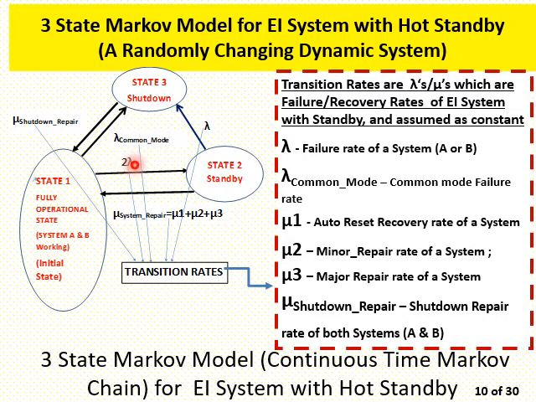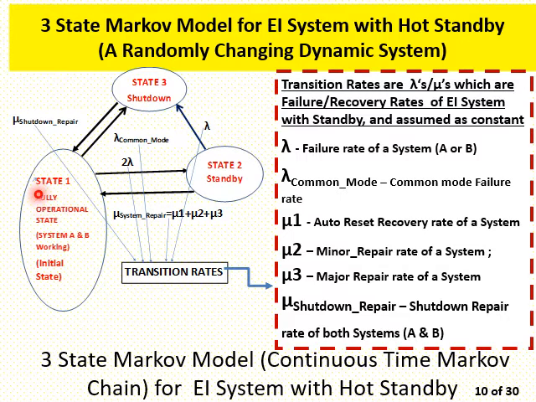Like here you have 2 lambda, here you have lambda, here you have mu system repair, here you have mu shutdown repair, and here you have lambda common mode. Let me explain state after state and then the transitions between them. So let me start with state 1.